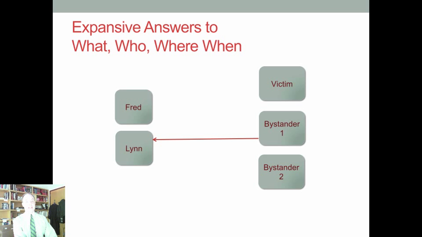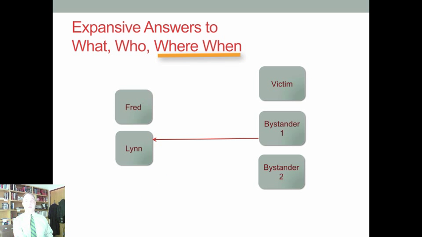How about if one of the bystanders, say it's a security guard, returns fire or opens fire first, trying to resist the robbery, and kills Lynn? Can Fred be charged for felony murder for Lynn's death, his accomplice's death? Check. That's covered as well.